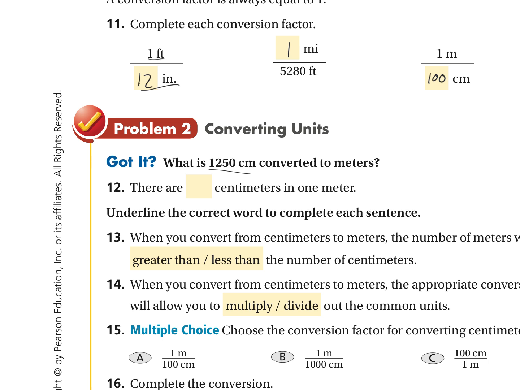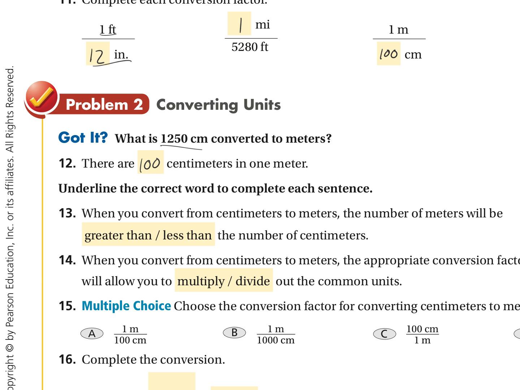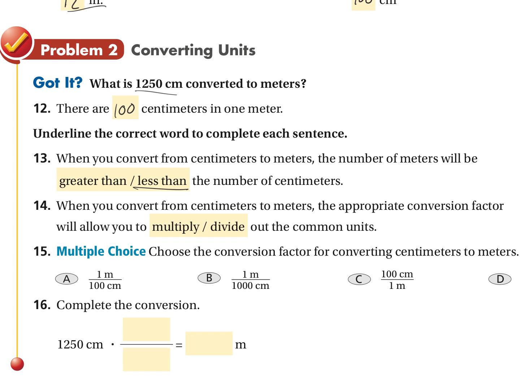So we first want to know how many centimeters there are in 1 meter. There are 100 centimeters in 1 meter. These are all step by step how to do it. So when you convert from centimeters to meters, the number of meters will be, what do we think, less than or greater than the number of centimeters? Should be less than, because if there's 100 centimeters for 1 meter, then if we have a lot of centimeters, we should have way less meters. And we're going to see that now.